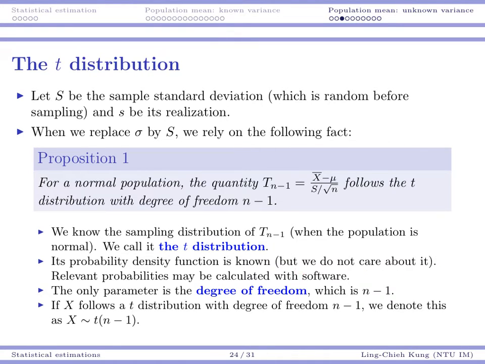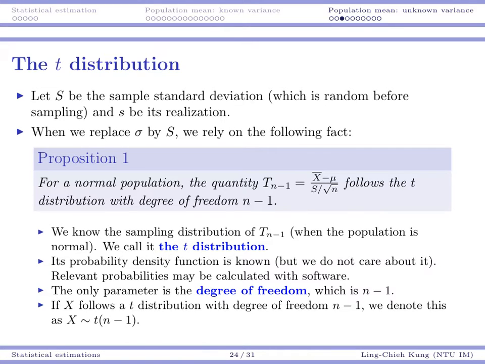We don't need to know it in this course because eventually we will use software to do all the calculation. But the concept is that for this particular random quantity, we know its distribution. We know its PDF, and we call it the t distribution. You don't need to know the PDF, but you know there is one. And for all those random variables whose PDF is that PDF, we call them t distributed random variables.